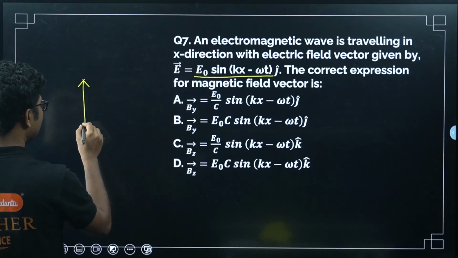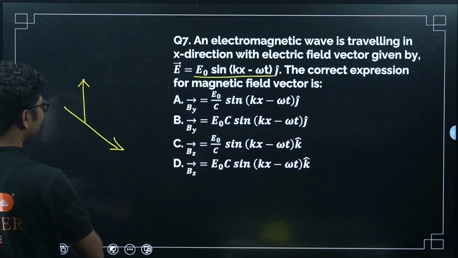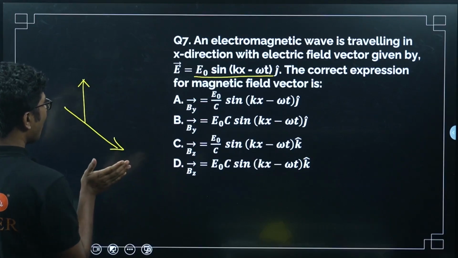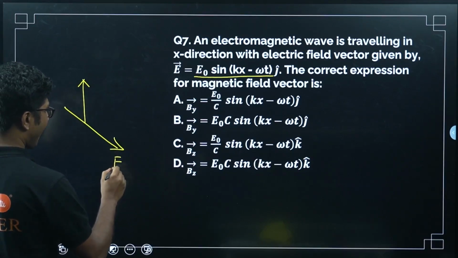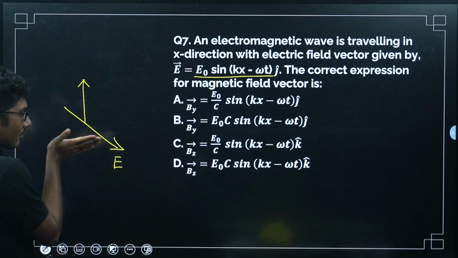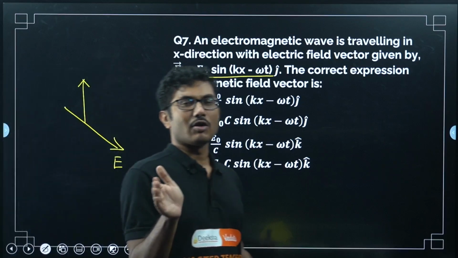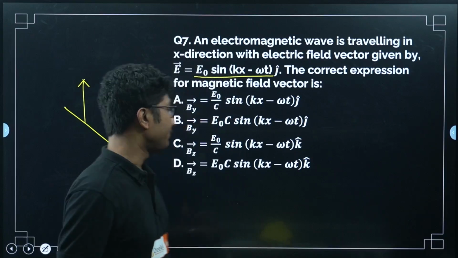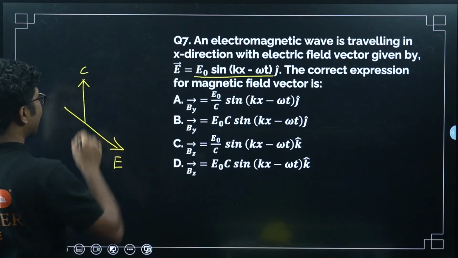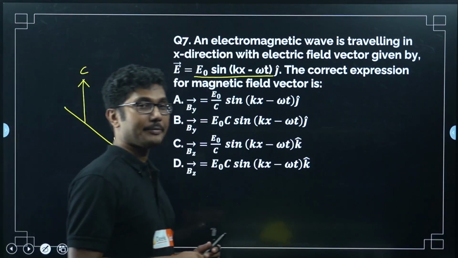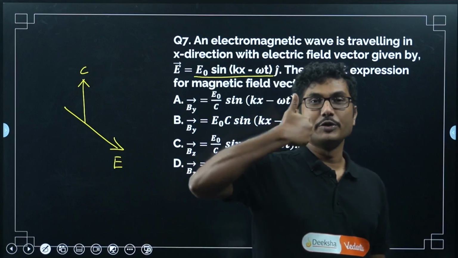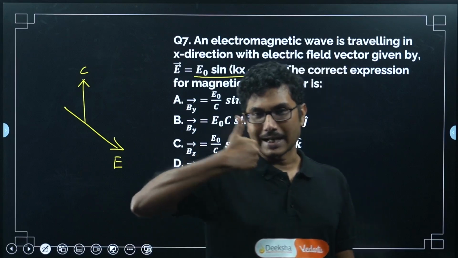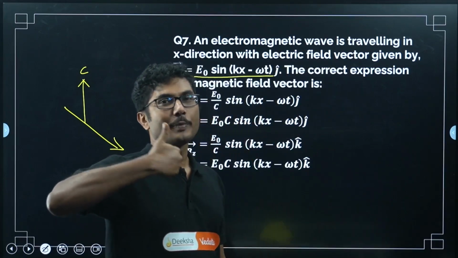Electric field is along y direction. So this is E. Now if this is the direction of E, E cross B should give us the direction of speed, that is speed of light. This is the electromagnetic wave propagating in this direction. So first of all, we know that this should be upwards. That is the direction of our electromagnetic wave.